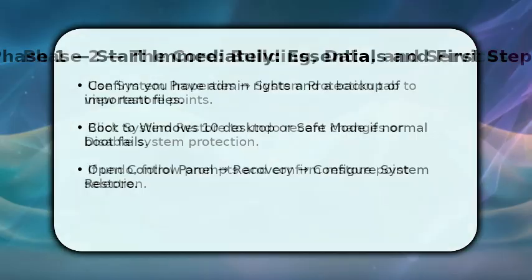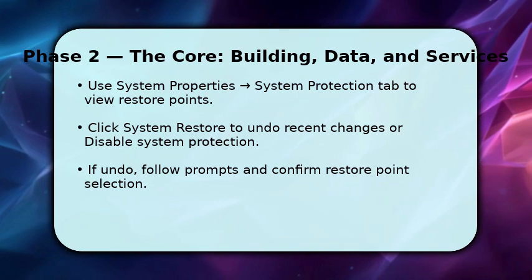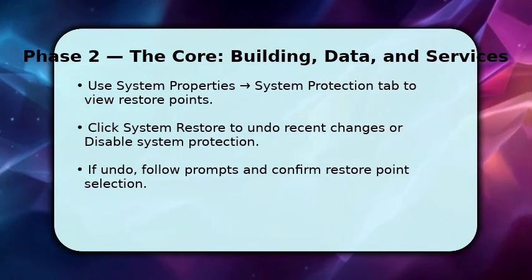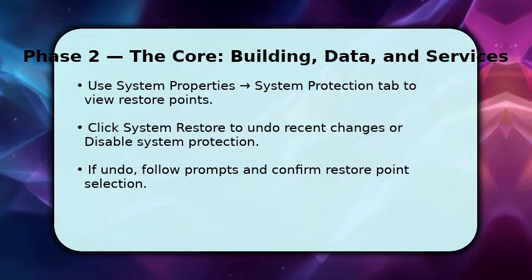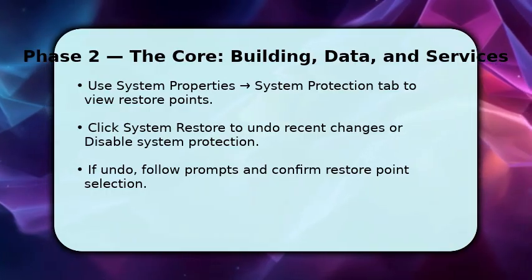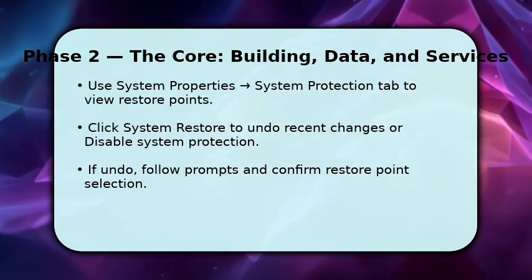You now go to System Properties and open the System Protection tab. This is where restore points live. Once there, either click System Restore to undo a specific restore operation, or choose Disable System Protection to stop future automatic restores. Pick one based on your goal.